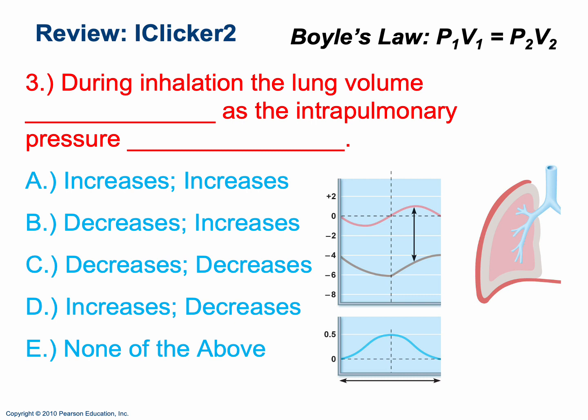Number 3 for review. This is looking at Boyle's law. Remember, we talked about Boyle's law. So during inhalation, the lung volume would blank as the intrapulmonary pressure will blank. So what would be the correct answer here? All right. So considering inhalation, the correct answer should be choice letter D. Increases and decreases. So lung volume would go up during inhalation and pressure falls, as they are inversely related.